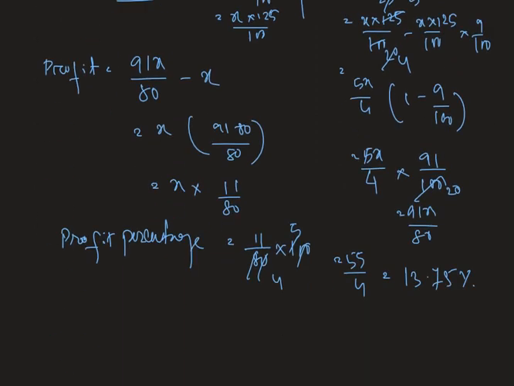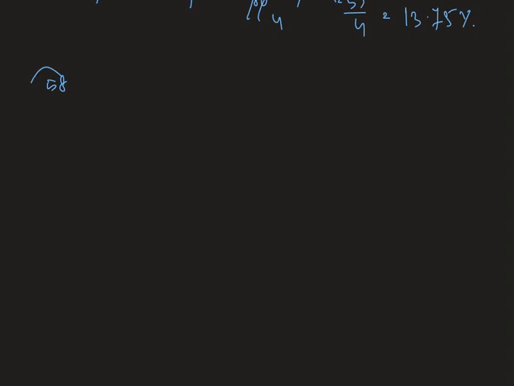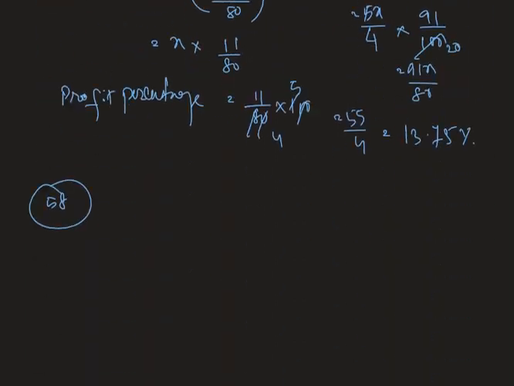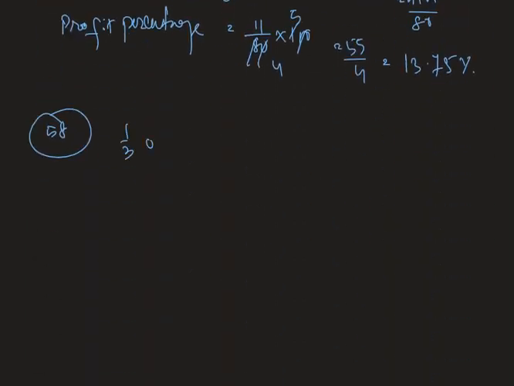Now let's see the next question. Question number 58. Here it is given that 1/3 of A is equal to 75% of B is equal to 0.6 of C. We need to find A is to B is to C.